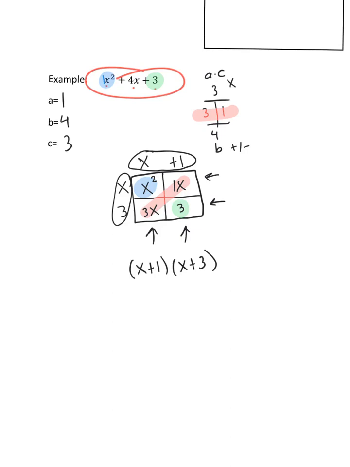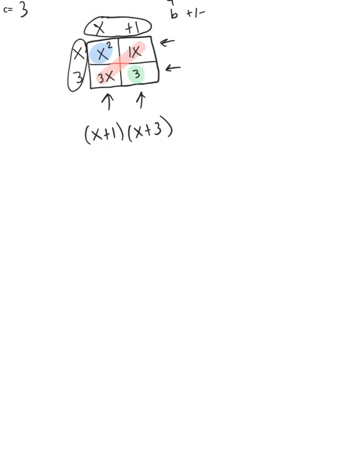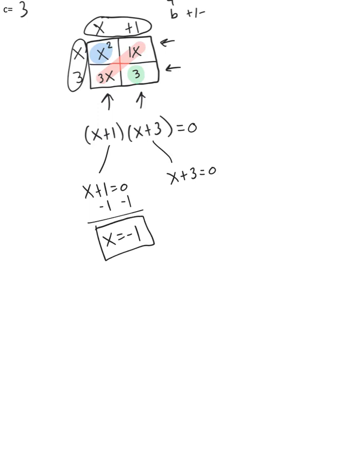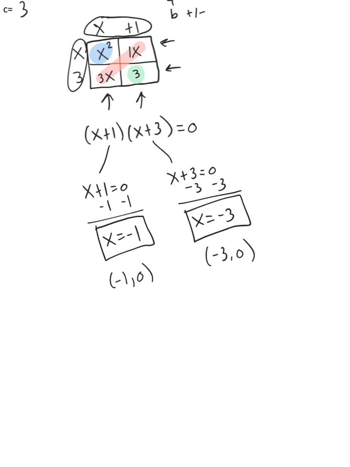If I wanted to solve this, I would set it equal to 0, and I would take both of those factors and break them apart and set them equal to 0, like this. Then I would solve for x. I'd subtract 1 on both sides here. So I get x equals -1, subtract 3, I get -3. If I wanted to write these as a point, I'd have (-1, 0) and (-3, 0).